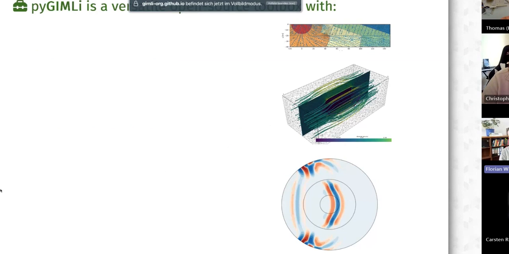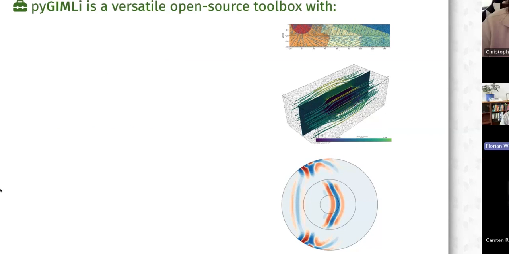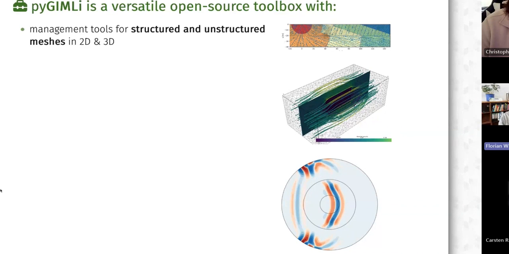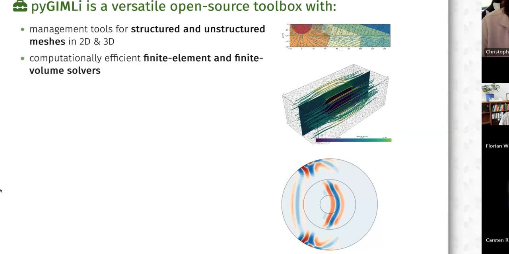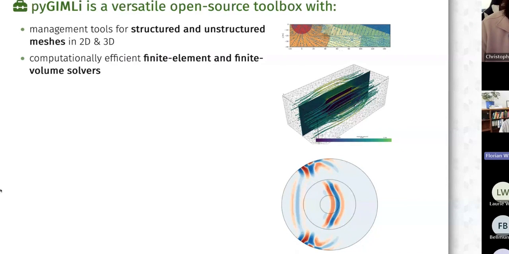So we think of PyGIMLi as a versatile toolbox. It holds many functionalities, for example, for the management of 2D and 3D meshes, both structured and unstructured. It holds finite element and finite volume solvers, which are computationally quite efficient. All the computationally heavy parts, like the solvers and the mesh management, are implemented in C++, and everything is fully accessible via a Python wrapper.